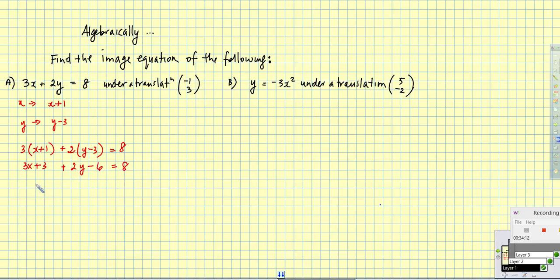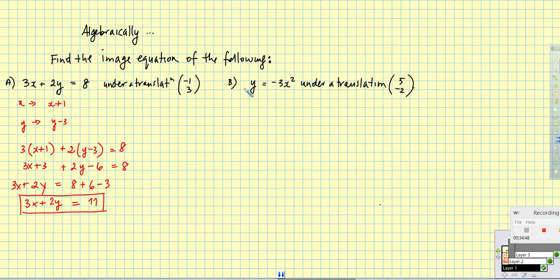And then I can just simplify this so that I have 3x plus 2y is equal to 8 plus 6 minus 3, so that we have 3x plus 2y is equal to 6 minus 3 is 3, and 8 plus 3 is 11. Otherwise it's 14 minus 3, which is 11. And that is my new equation, under a translation of negative 1 and 3.